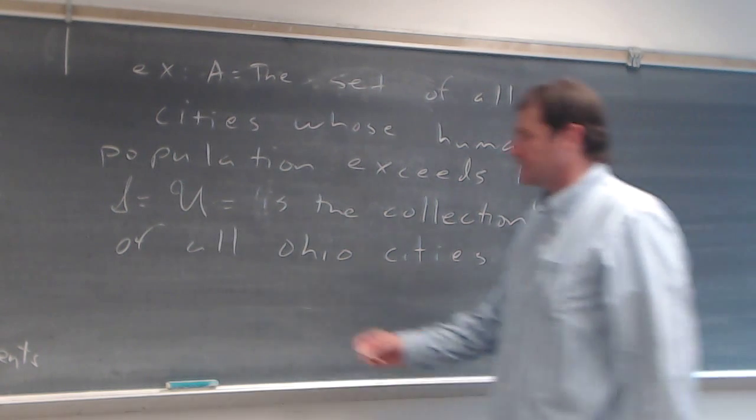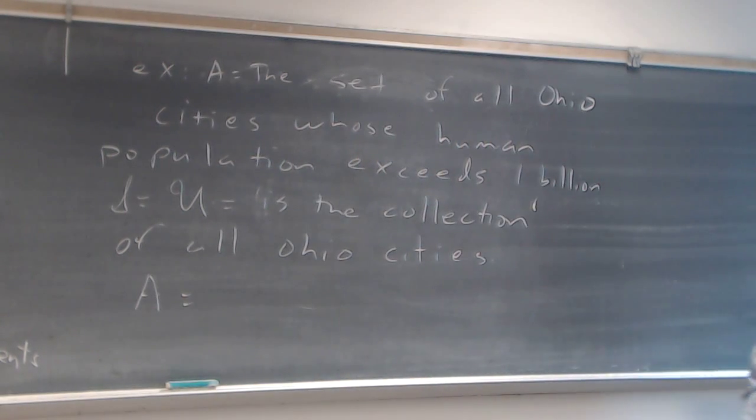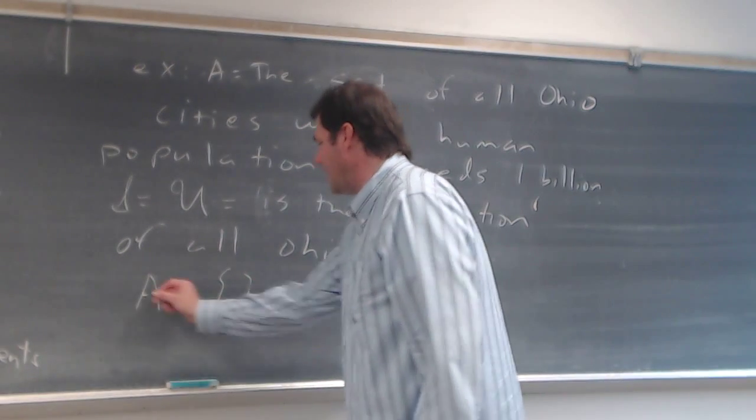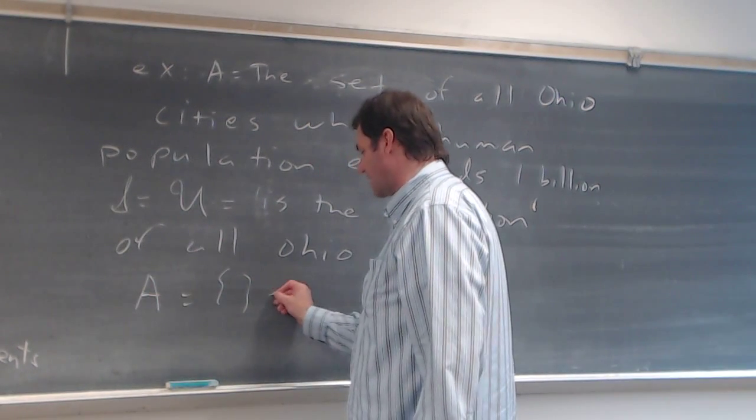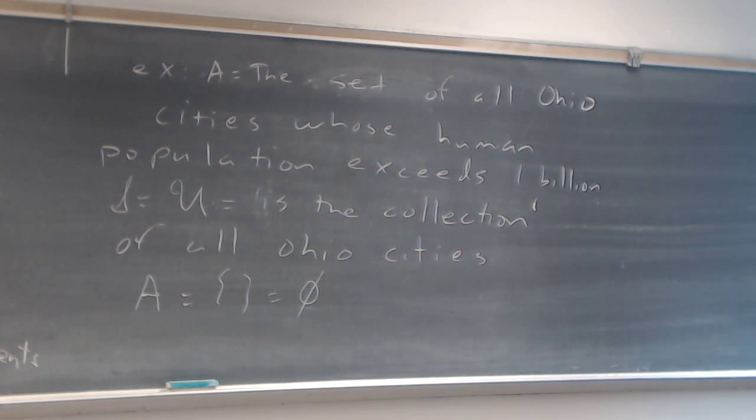For set A, which is the set of all Ohio cities whose human population exceeds 1 billion, that's equal to the empty set. A doesn't have a city in it. It doesn't have an object in it. Or you can say that's the null set. Okay, so those are examples of the empty set and the universal set.